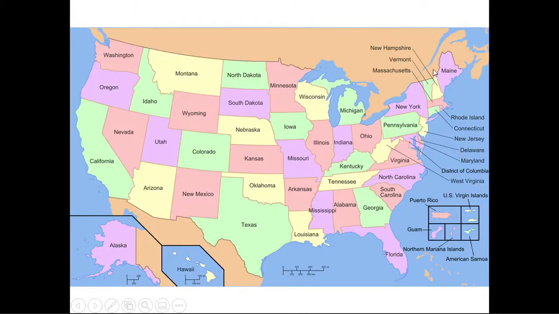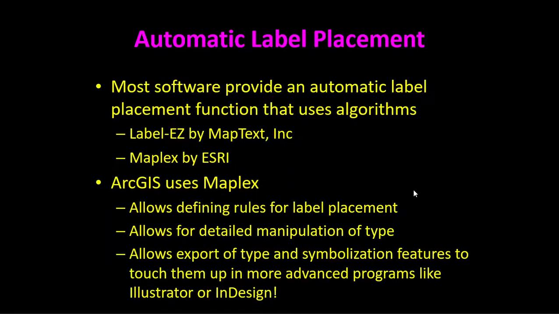This here is commonly what we do when we have small areas like here in the eastern seaboard, these smaller states in which they have lines connecting them to their text. Notice here, once again, we have examples of insets. What's nice is most of the software that we have in GIS right now does all this for us using live algorithms. And the one that's embedded into ArcGIS is called Maplex. It allows you to play around with the rules for label placement, allows for manipulation of type and all these things.